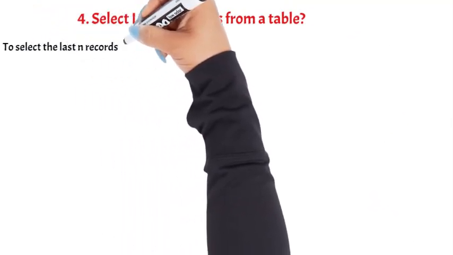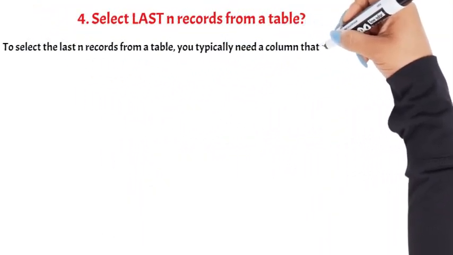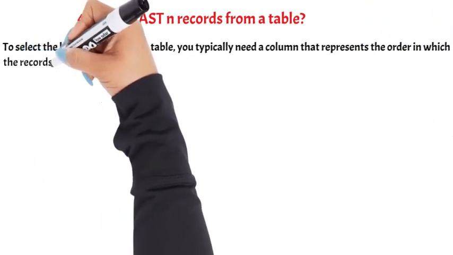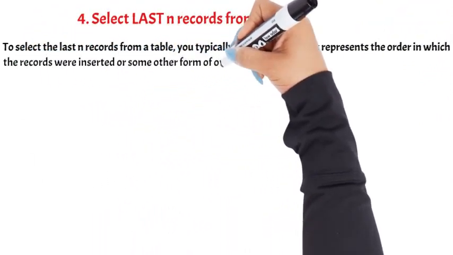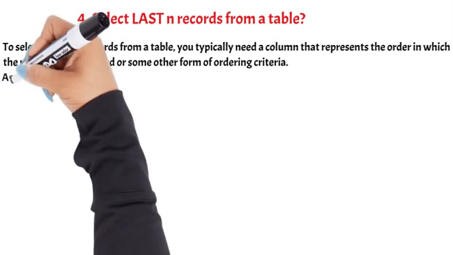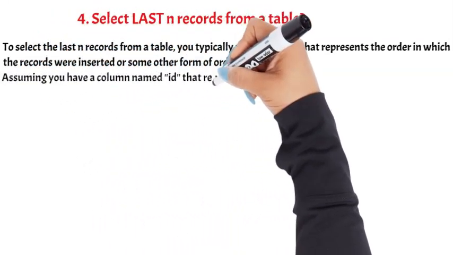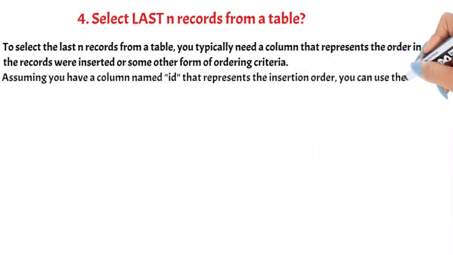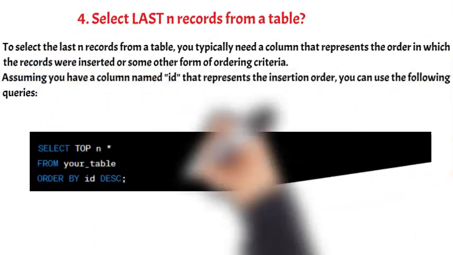4. Select last n records from a table. To select the last n records from a table, you typically need a column that represents the order in which the records were inserted or some other form of ordering criteria. Assuming you have a column named ID that represents the insertion order, you can use the following queries.